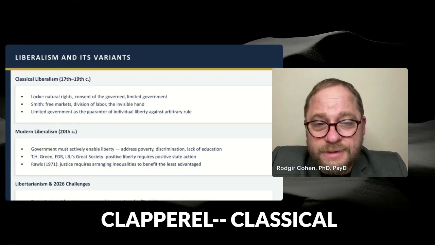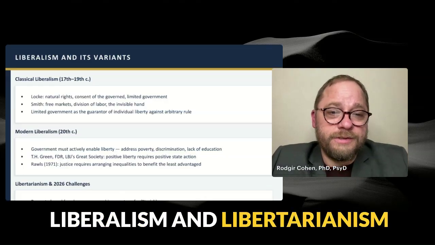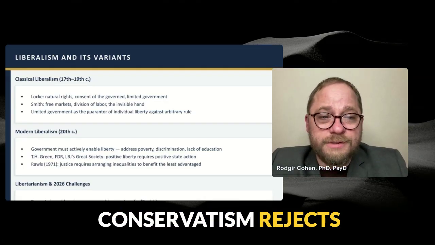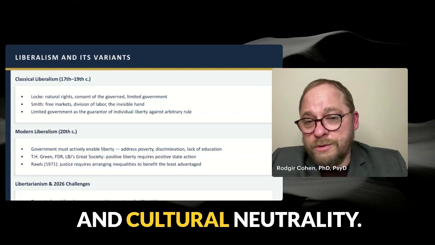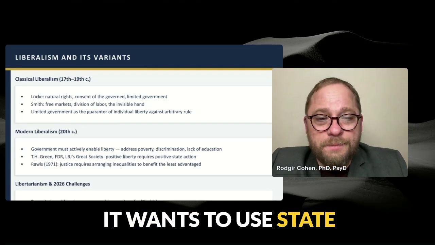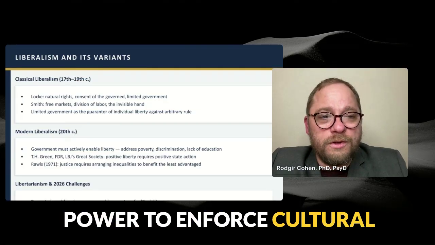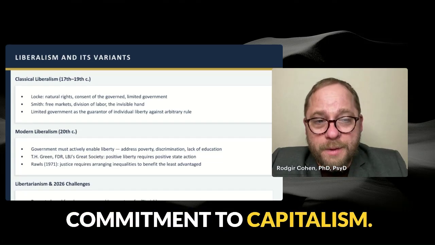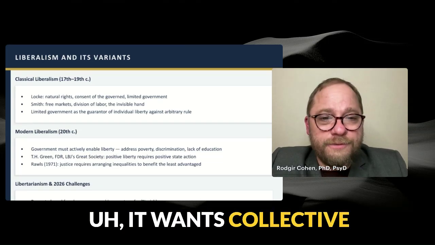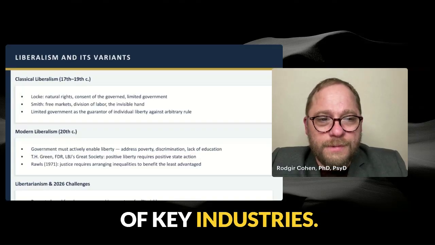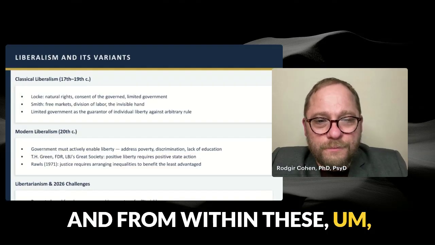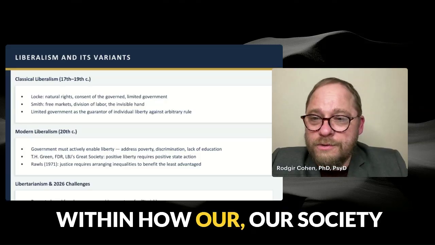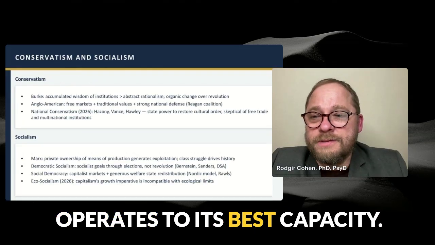In 2026, classical liberalism and libertarianism face challenges from both directions. From the right, national conservatism rejects the liberal commitment to limited government and cultural neutrality. It wants to use state power to enforce cultural and national solidarity. From the left, democratic socialism rejects the liberal commitment to capitalism. It wants collective ownership or control of key industries. And from within these, we start to see a fracture in how our society operates to its best capacity.